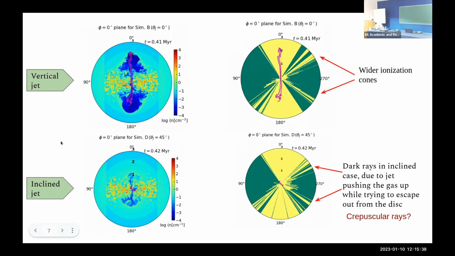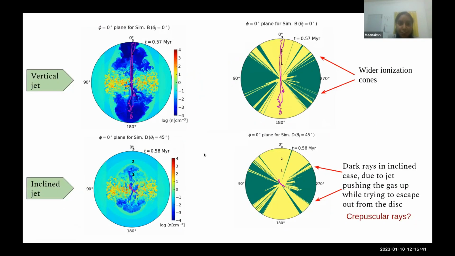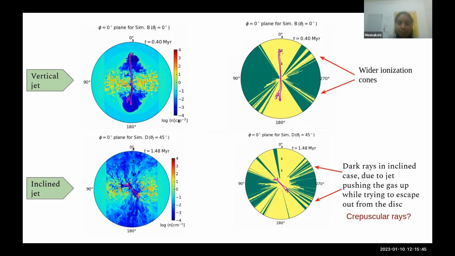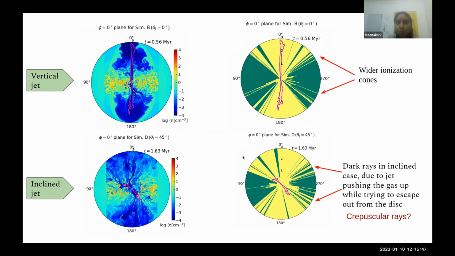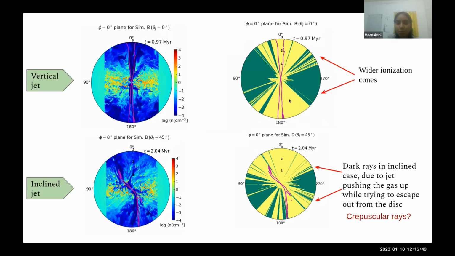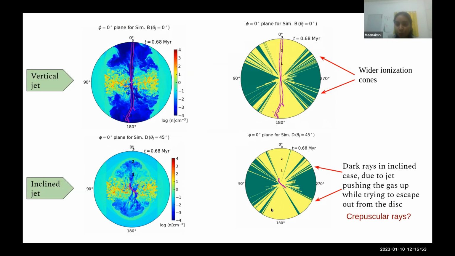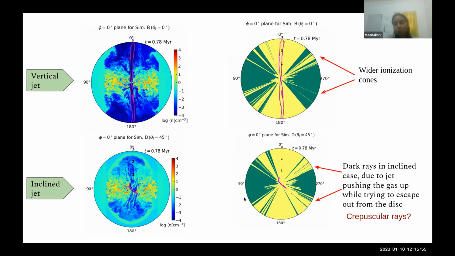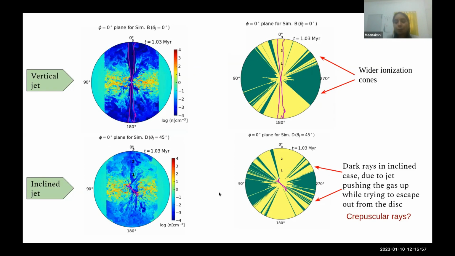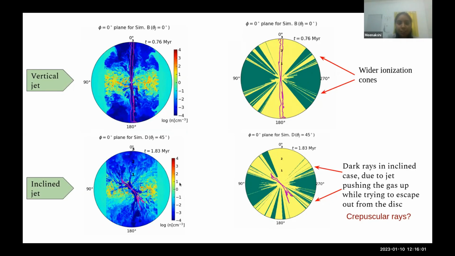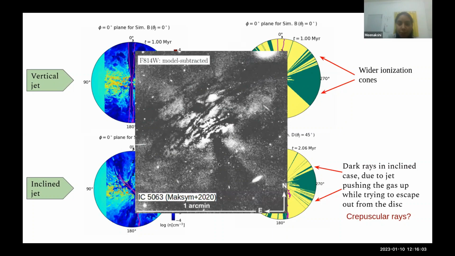Okay. And so this is just the evolution of the ionization cones for these two cases, where in one case the jet is vertical, and in another case the jet is inclined. So you can see in this case, most of the ionization cones are wider. But here you will see some dark rays which are forming in the ionization cone. These dark rays are kind of crepuscular rays, which have also been observed in this system, IC 5063.